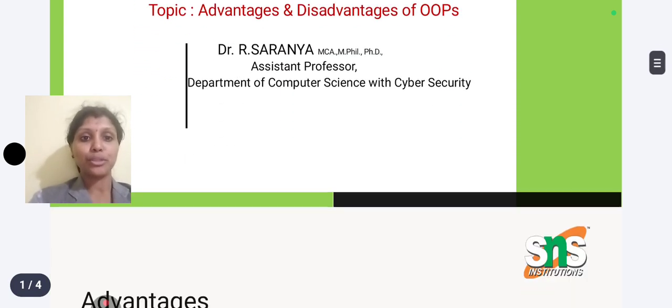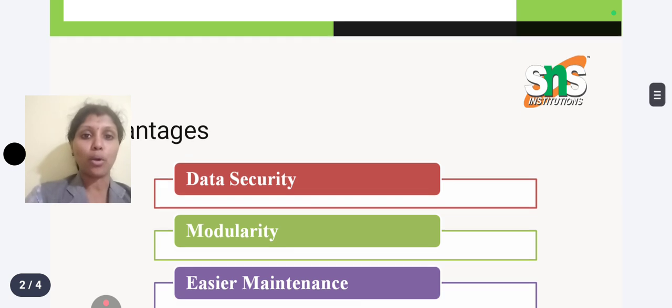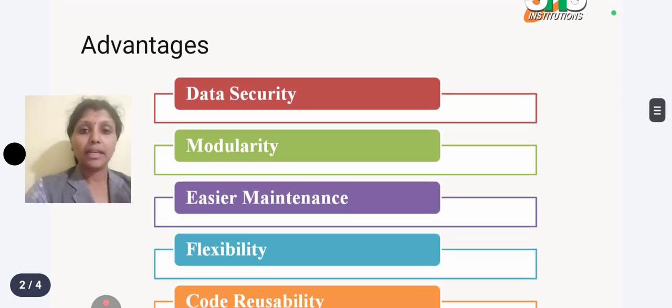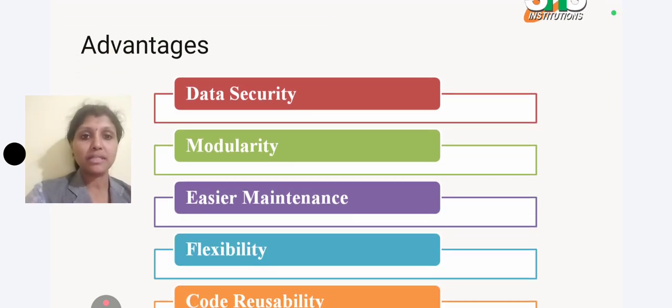Before we enter into the advantages, let's discuss the meaning of OOPS. OOPS is nothing but object-oriented programming system. It's mainly for reducing the lines of code in order to develop real-world software. For that reason, we are implementing the object-oriented programming concept.